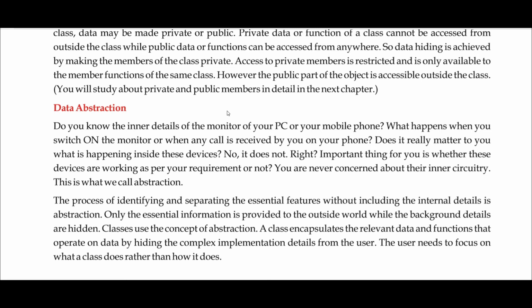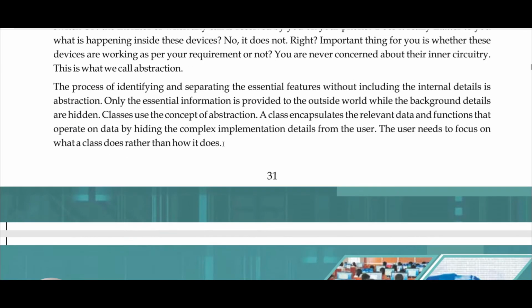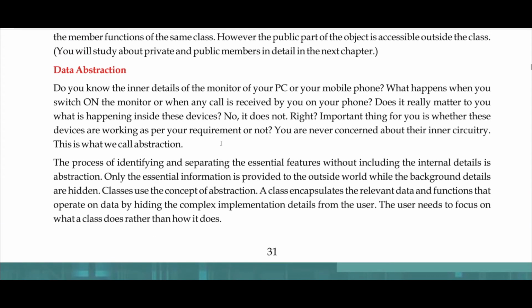Almost all the machineries that you use nowadays, for example a washing machine or your mobile phone or your laptop, you are not concerned about the internal details. So this is data abstraction. Now, by applying encapsulation, you anyway end up applying data abstraction.